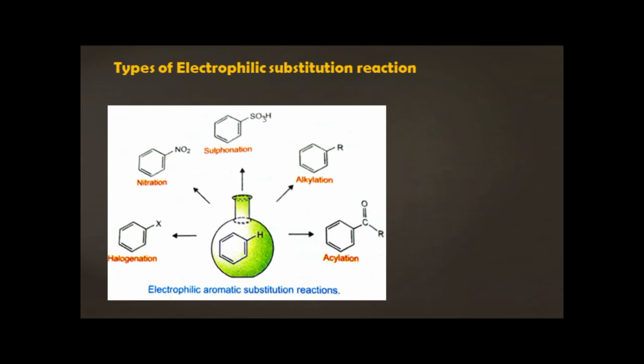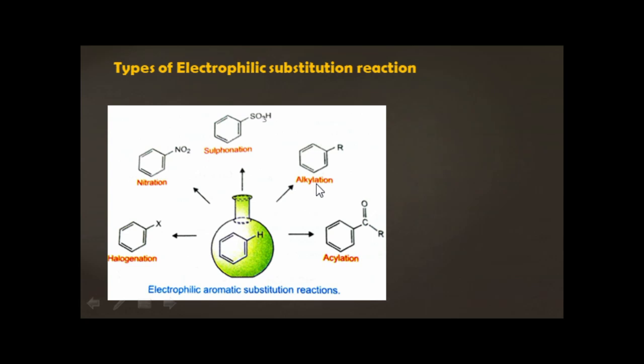Depending upon the electrophile, this may be halogenation, that is, here this benzene ring has a hydrogen atom. This hydrogen is substituted by halogen X. This type of reaction is halogenation. If the reaction is brought about by the NO2 group, H is replaced by NO2 group, then that is said to be nitration. It may be sulphonation, that is, H atom is replaced by sulphonic acid group.